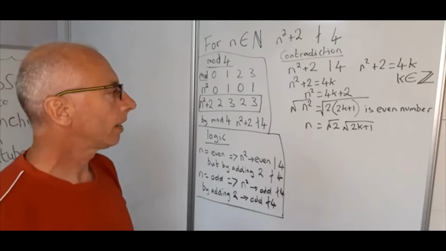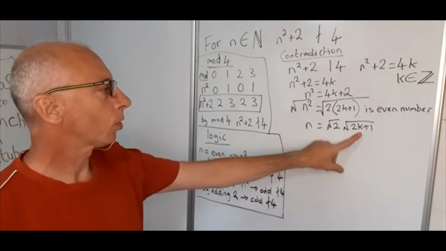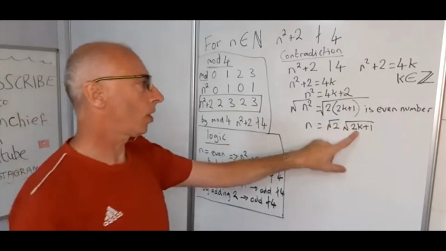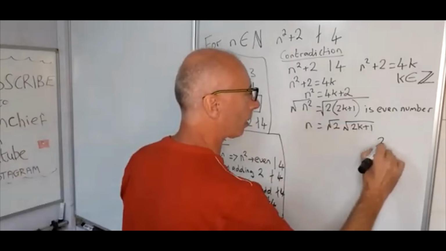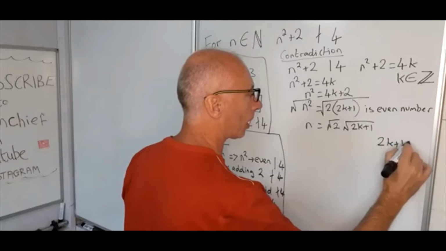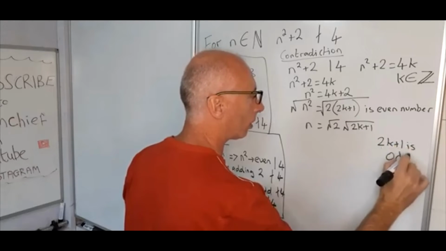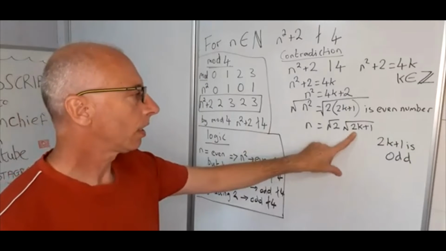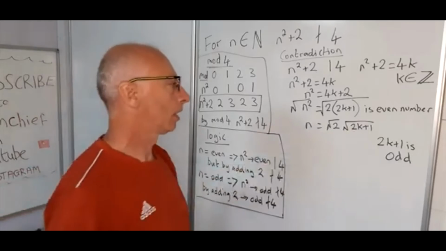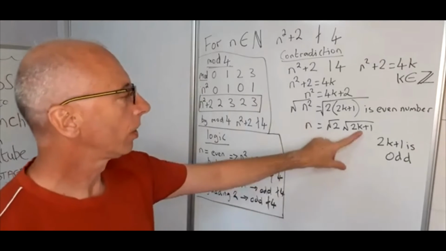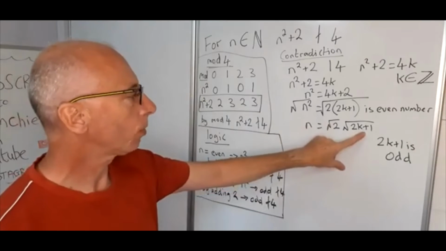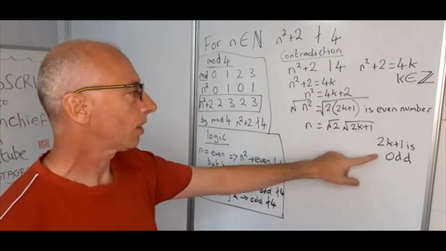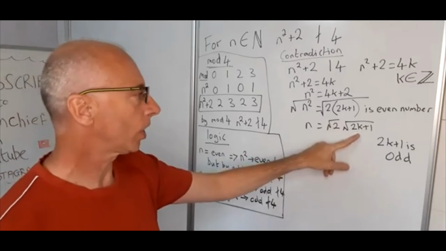Okay, now 2k plus 1, if k is an integer, this is going to be odd. So we know here 2k plus 1 is odd. And the square root of an odd number is going to give us an odd number. So for example, if k is 4, we end up with the square root of 9, which would then give us 3. So that's an odd number. That doesn't break our proof just yet.